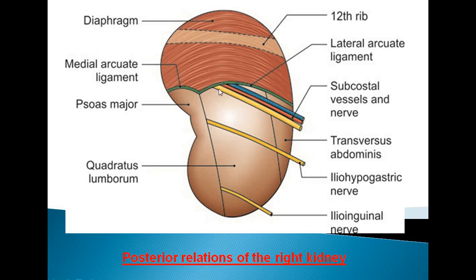These are the medial and the lateral arcuate ligament from which the diaphragm is taking origin. Then the 3 muscles, psoas major, quadratus lumborum and transversus abdominis. The subcostal vessels and nerve, iliohypogastric nerve and ilioinguinal nerve. So these are the posterior relations of the kidney which are common for both the kidneys.